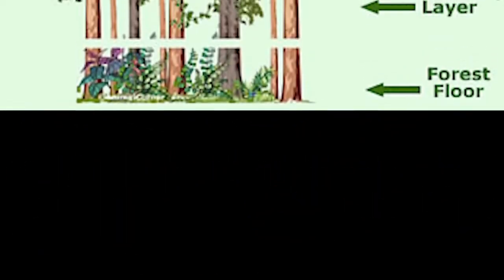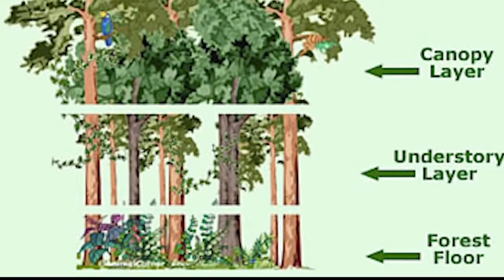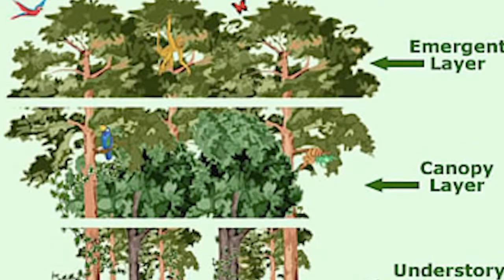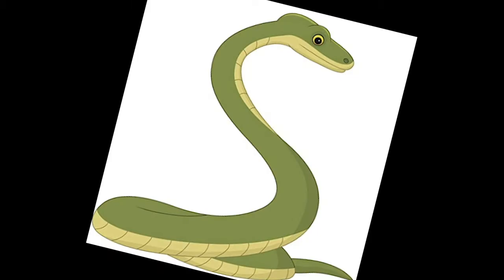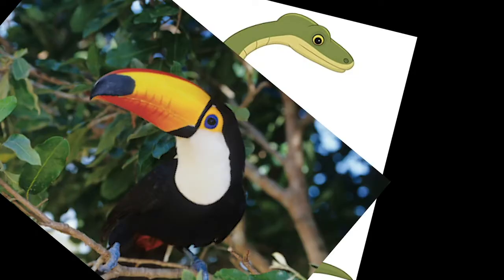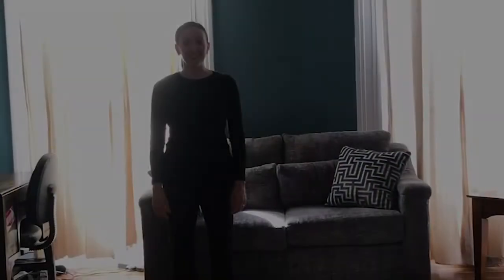The canopy layer is the primary or main layer of the rainforest. It is a roof over the other layers. The canopy layer is home to 90% of the animals in the Amazon rainforest. Some of the animals that inhabit or live in the canopy layer are snakes, toucans, and tree frogs.